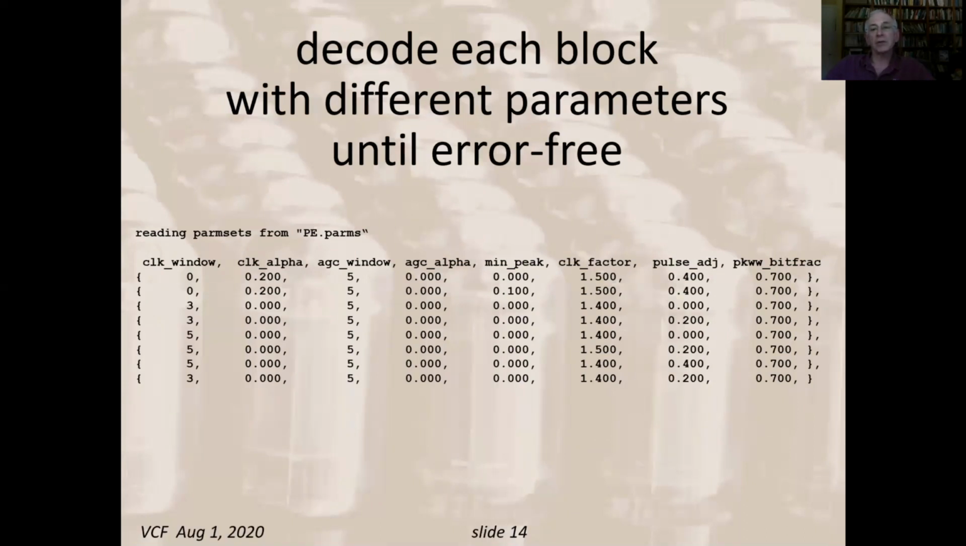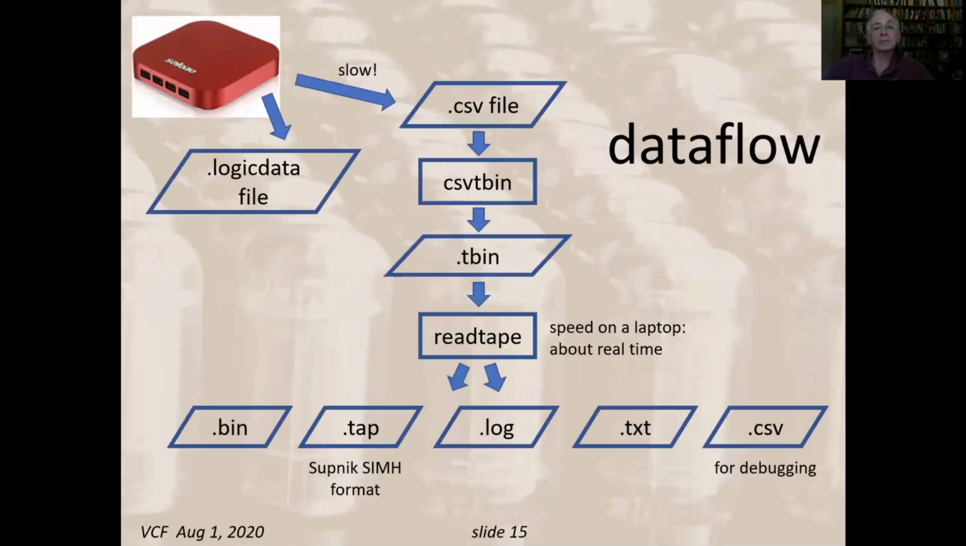This is an example of a set of parameter blocks for phase encoded waveforms, where you get to control the clocking windows and decay times and the peak detection parameters and pulse adjustment, because pulses tend to move depending on the sequence of bits and so forth. Lots of parameters that are dependent on the kind of bits that we're decoding.